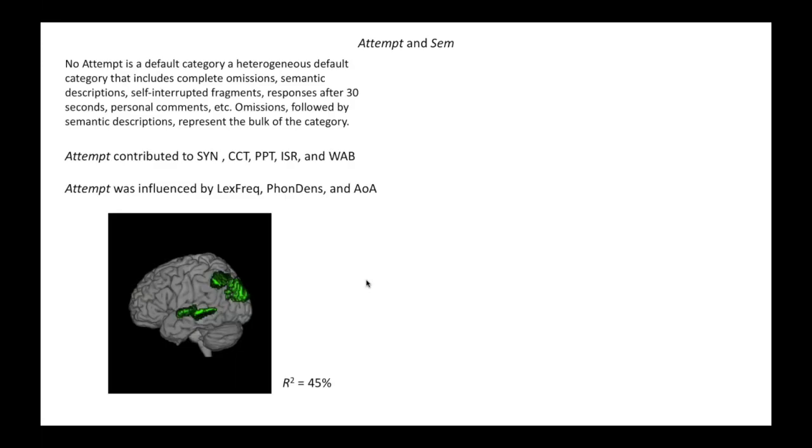I'm going to go sort of parameter by parameter and kind of ask, okay, we've got six thermometers for naming now. What are each of them sort of measuring and taking the temperature of? And I'm going to briefly look at attempt and sem. Because attempt is sort of its default heterogeneous category, I don't want to make too many strong claims about it. We sort of think about it as being pre-lexical issues, although there's a fair amount of research out there showing these can result from during lexical processing or post-lexical editing.